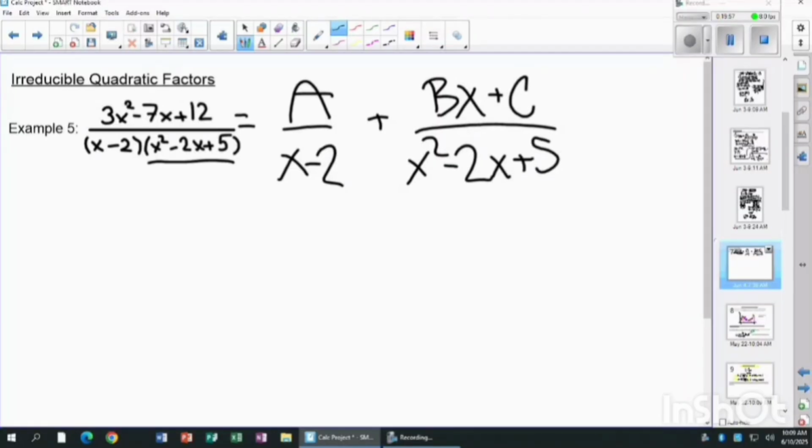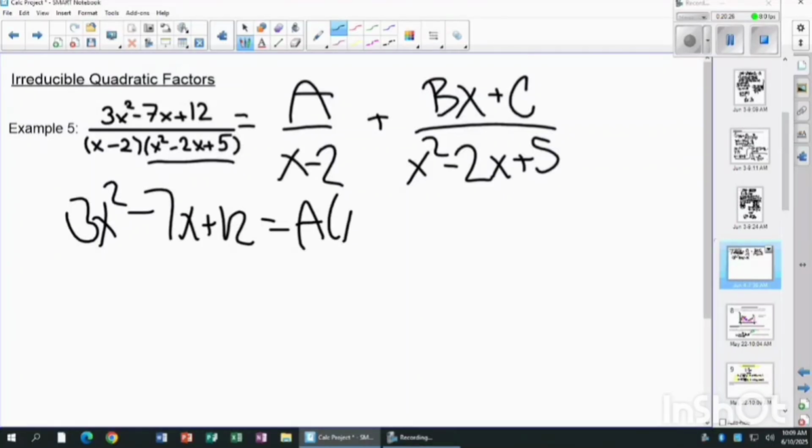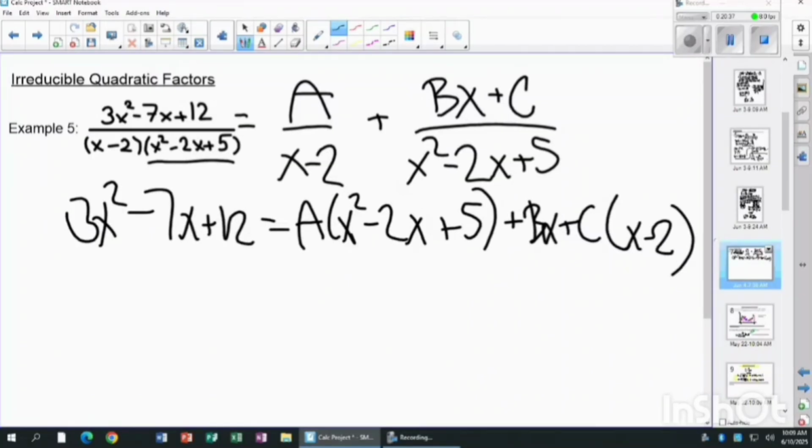Okay. After multiplying by the denominators to get rid of the fractions, we have 6x squared plus 21x plus, oh, I'm sorry, that was the wrong one. You would have 3x squared minus 7x plus 12 equals a times x squared minus 2x plus 5 plus bx plus c times x minus 2.